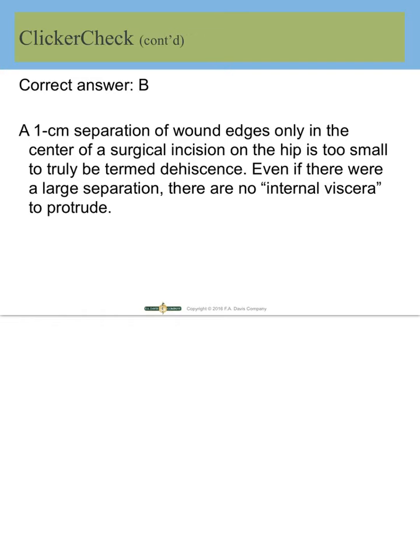And the answer is B. A 1 centimeter separation of wound edges only in the center of a surgical incision on the hip is too small to truly be termed dehiscence. Even if there were a large separation, there are no internal viscera to protrude.